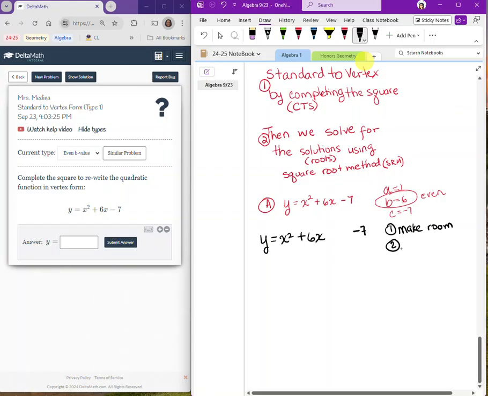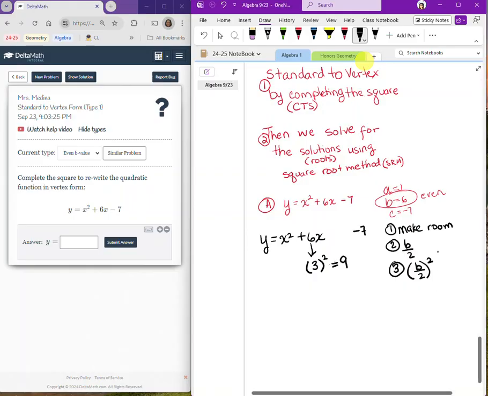The second thing you're going to do is take B and divide it by 2. So 6 divided by 2 is 3, correct? 6 divided by 2 is 3. And then you're going to square B over 2. Squared, and that gives us 9.